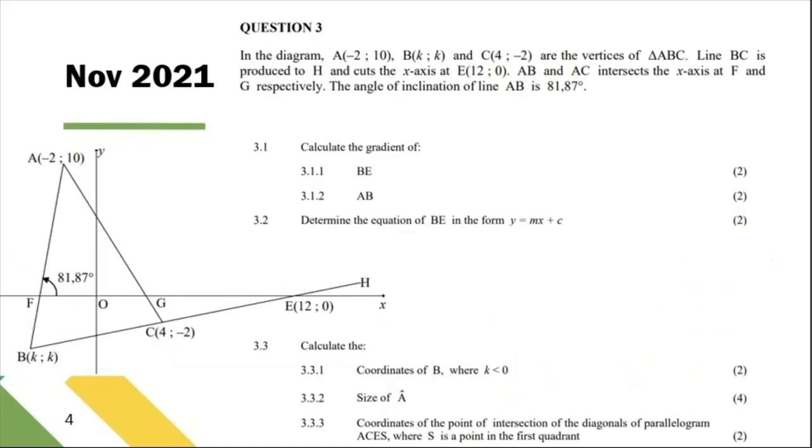In November 2021, they gave us this question. They said, in the diagram, A is the coordinate (-2; 10), B is the coordinate (k; k), and C is (4; -2), the vertices of triangle ABC. Line BC is produced to H and cuts the x-axis at E, which is the coordinate (12; 0). AB and AC intersect the x-axis at F and G respectively. The angle of inclination of line AB is 81.87°. So quite a bit of information. Please ensure you do read through the information before you start.